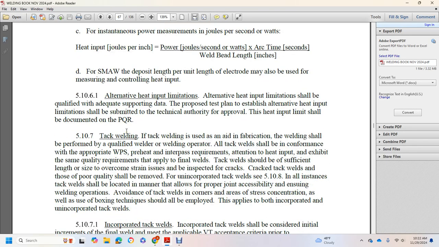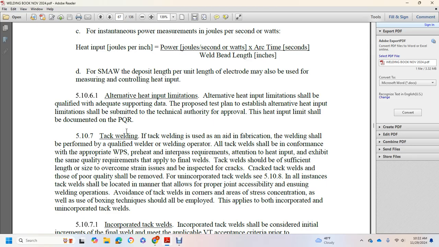Tack welding. If tack welding is used as an aid in fabrication, welding should be performed by a qualified welder operator. All tacks should be in conformance with the appropriate welding performance specification, preheat, interpass temperature requirements, and attention to heat input, exhibiting the same quality requirements applied to the final welds. Tack welds should be sufficient in length to overcome strain and should be inspected for cracks.